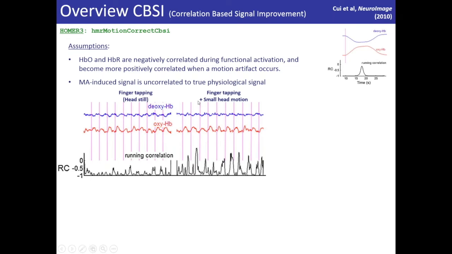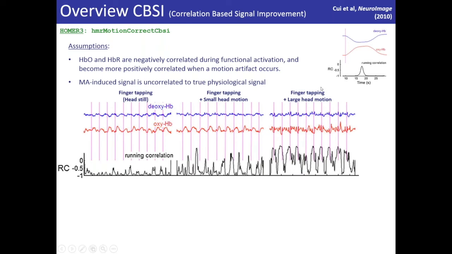What they did here is, by the way, sorry, I didn't mention that, these pink vertical bars represent the stimulus onset for a finger tapping test. In this first one, they were keeping their head still. But in the second one, they also added a small head motion. And now, as you can see, the running correlation is going towards the positive. This is 0, and now we have these positive values.